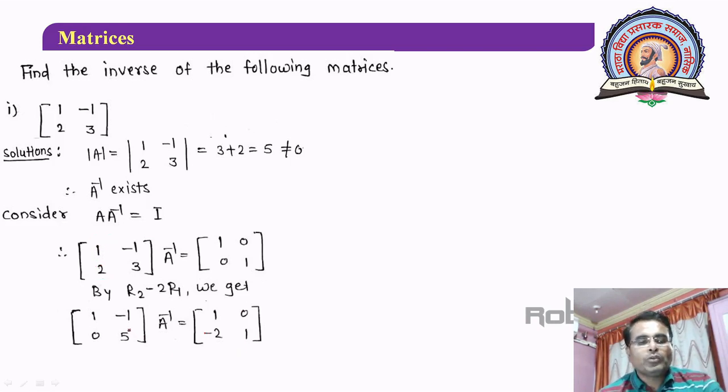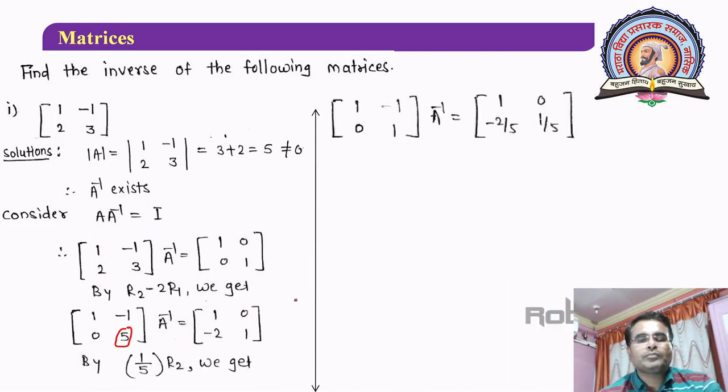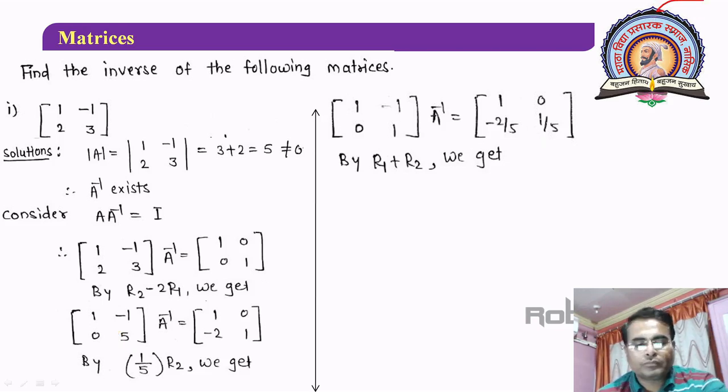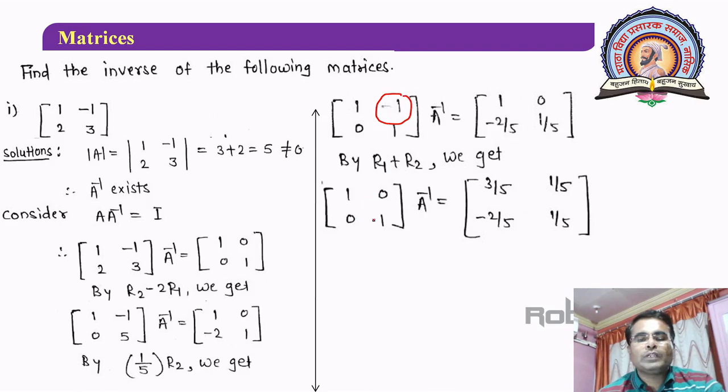This way you can consider. In the next step you have to make this 1, so divide by 5, so 1 by 5 times R2, we will get first row 1 minus 1 as it is, 0 1 into A inverse. Now what happens here, minus 2 by 5 and 1 by 5 on the right hand side, because you are dividing the second row by 5. Then in the next step we have to reduce this element to 0, that is R1 plus R2, and with this you will get 1 0 0 1 into A inverse.